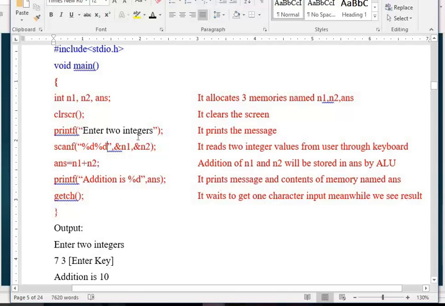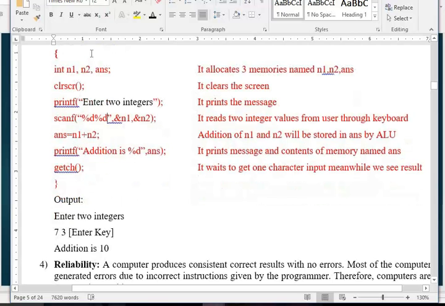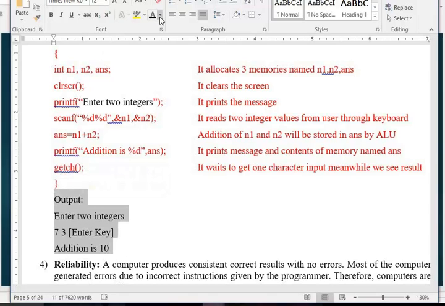Now if you run this program, we get the message: three memories are allocated, the screen is cleared, and I am getting enter two integers. The machine is waiting. I enter 7, 7 will be stored in N1, 3 will be stored in N2, and the addition is 10. This is what we call the output of the program.